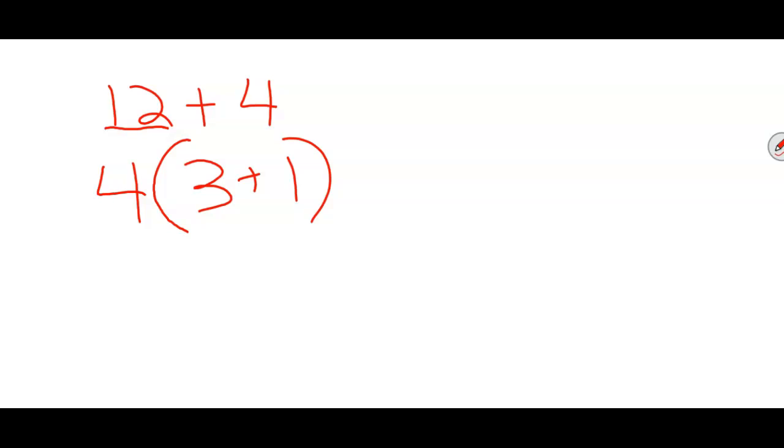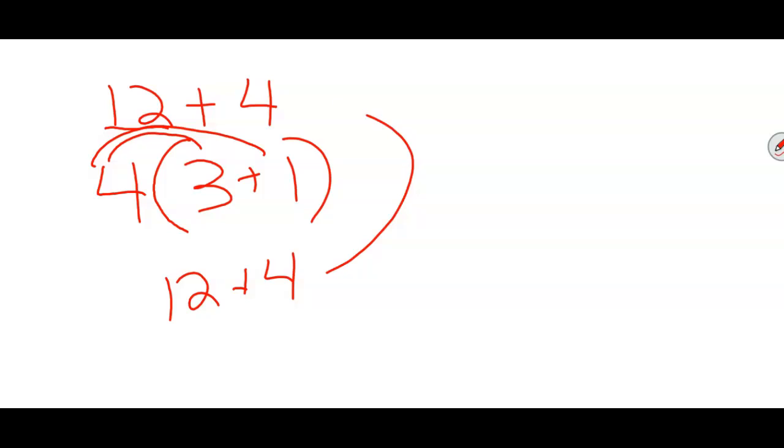Absolutely. You should never get one of these problems wrong. The reason is you can check your answer to see if it's correct. Now we just do the distributive property. What's 4 times 3? 12. 4 times 1. 4. We'll write that. Do the same thing.